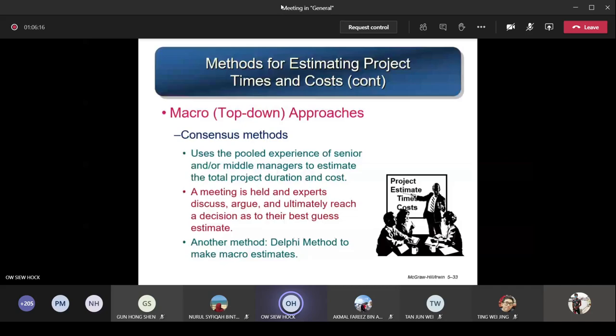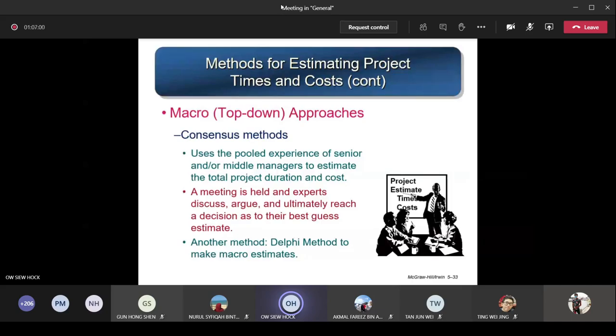The consensus method uses the pooled experience of senior and/or middle managers to estimate the total project duration and cost. That means you get a group of very experienced senior managers to give the amount. These are the estimators, senior people who have experience in doing estimation. A meeting is held and experts discuss, argue, and ultimately reach a decision as to their best guess estimate. Then they decide the final amount. So this is one way. One way under this consensus method is called the Delphi method.